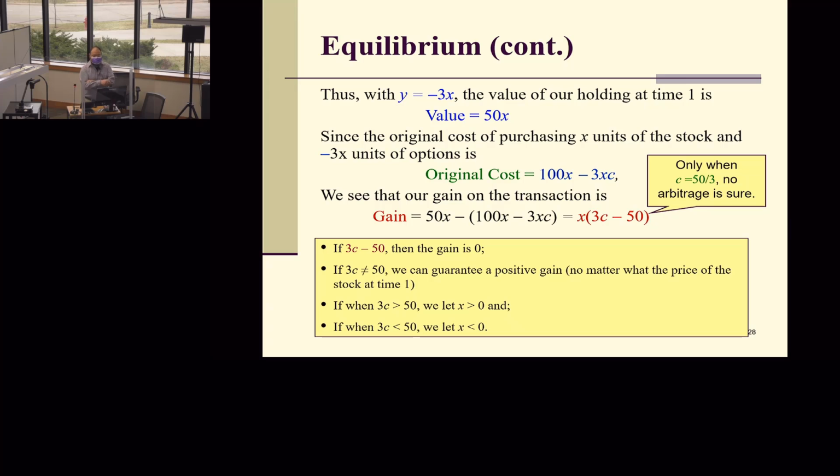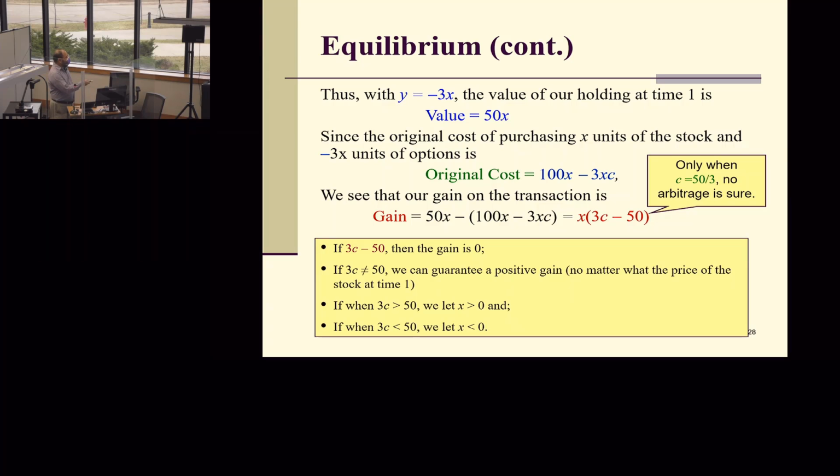The original cost for me to set up this combination of a stock and the option will be $100 times x, since I'm purchasing x shares, minus 3x, which is y, times c. Everybody see this? I'm just replacing y with negative 3x. Each share of option costs c, so c times y equals negative 3x times c.